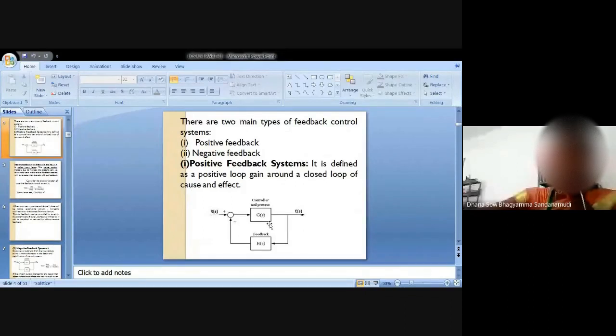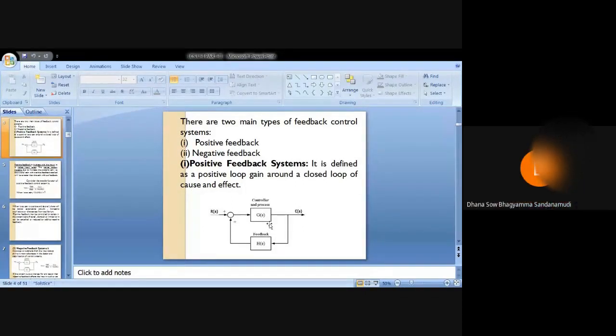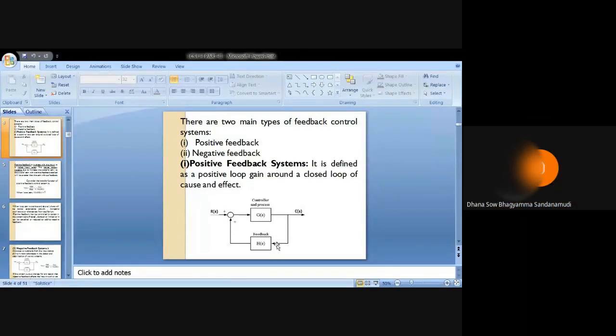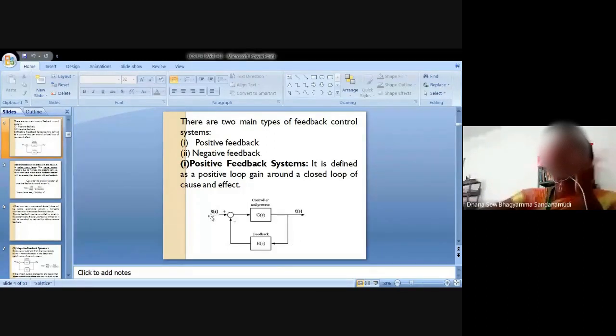Next, feedback can be mainly categorized into two types: positive feedback and negative feedback. A positive feedback system is defined as a positive loop gain around a closed loop of cause and effect. Here, R(s) is the input to the system, C(s) is the output, and G(s) is the controller and process together, represented in a block. The output is fed back to the input by a feedback element H(s). The controller and process or plant are represented by G(s).